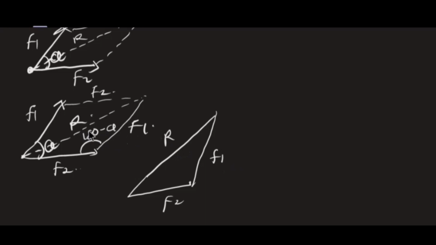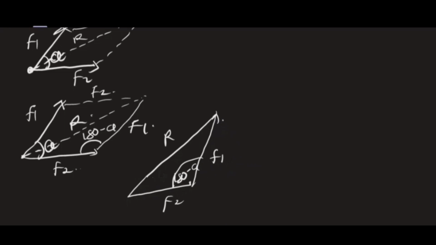So what we want is this angle. Once you get this angle, we take this triangular aspect out. Here is our R, here is our F2, here is our F1. Here is 180 minus alpha. Once you have this, we are good to go.